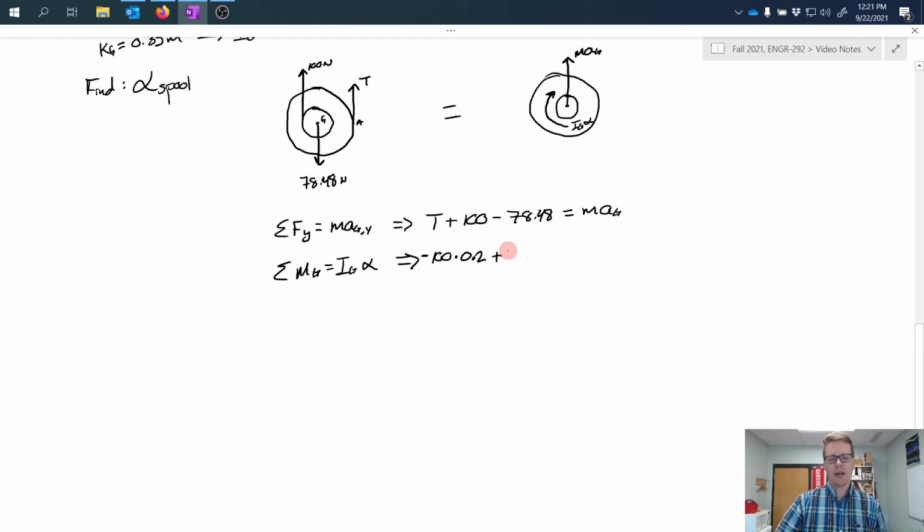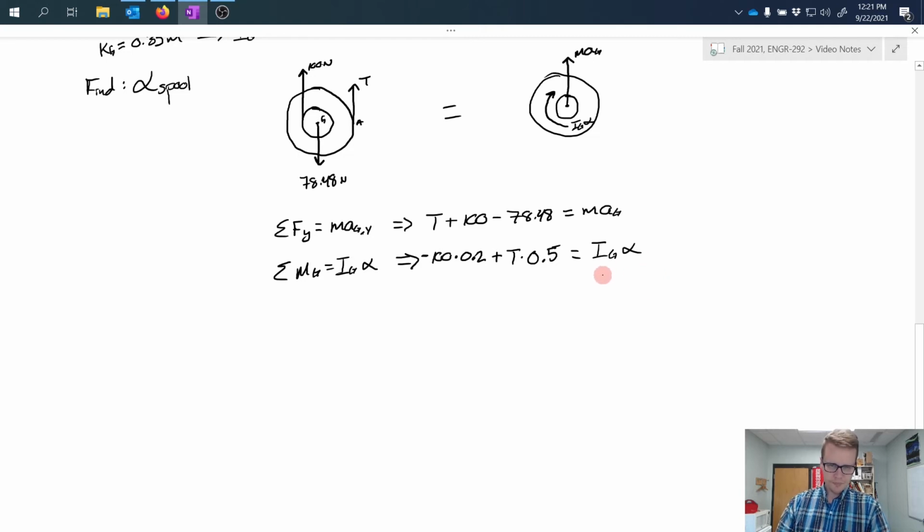To this, I'm going to add a contribution from the tension, which is out at a distance of 0.5, which is again given as the radius of the larger circle, 0.5 meters. All of this I'm going to set equal to my right-hand side, which is I_G alpha on my kinetic diagram.